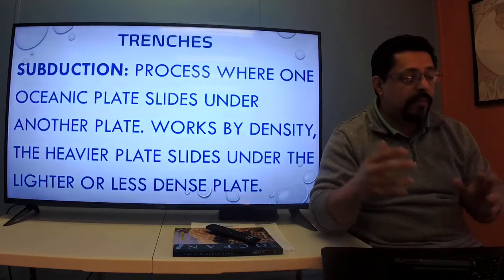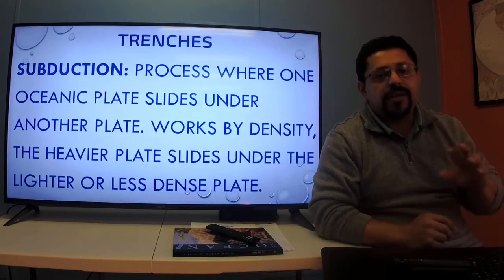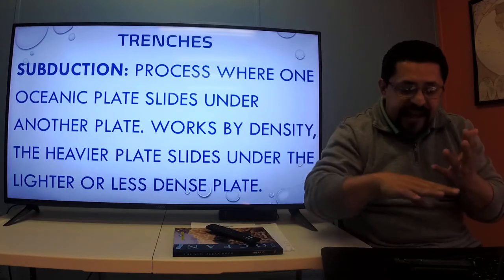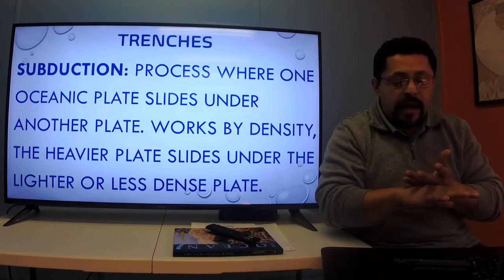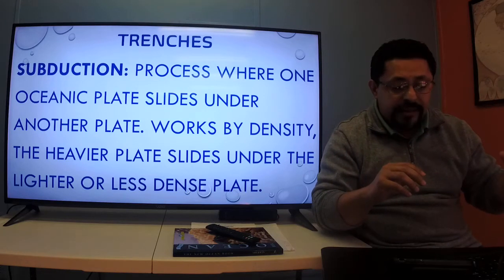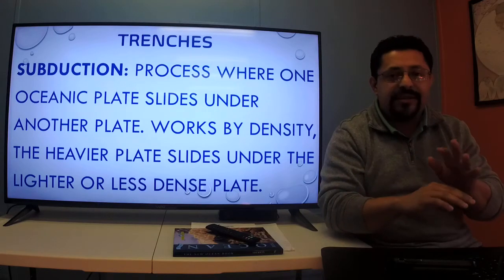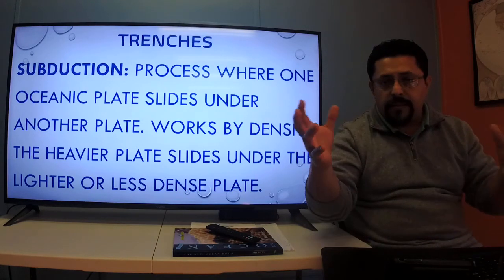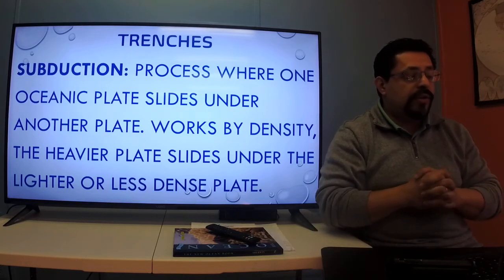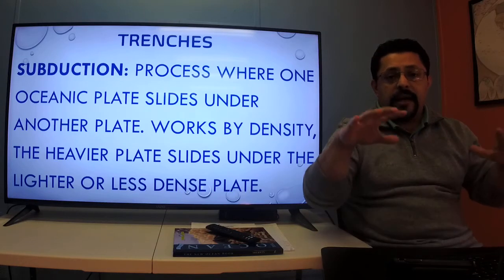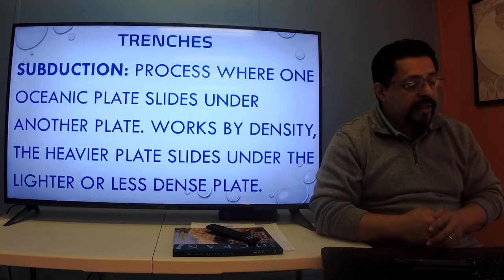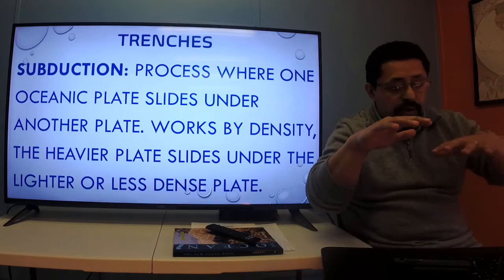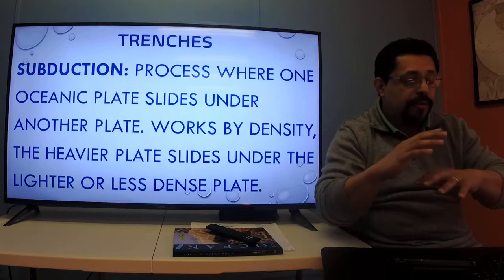Now, talking again about trenches, what is subduction? Subduction is the process where one oceanic plate slides under another plate. Okay? It works by density. The heavier plate slides under the lighter or less dense plate. The world has different plates that make up the floor of the earth, and the subduction process has to do with those plates. When these two plates meet, like it says in our definition, the heavier plate slides under, raising the lighter, less dense plate on top of it.